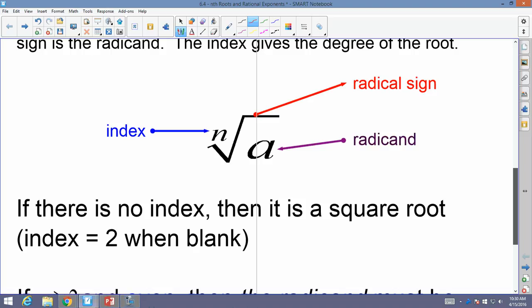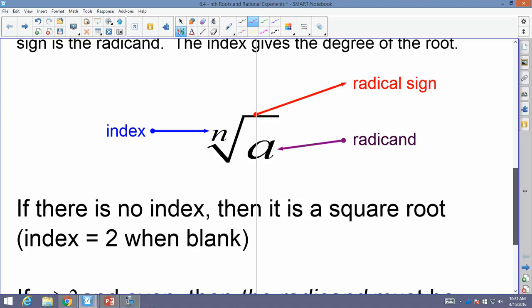Please remember that if there is no index, then it is a square root. That means that the index equals 2 when it is blank. Okay? So far we know what an index is, what a radical sign is, what the radicand is. We know that we can have negative values inside of any odd index. So we can have a negative radicand inside of any odd index. We cannot have negative values inside of an even index.